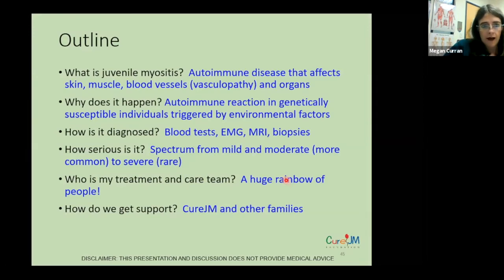So that is all that I have. Back at our outline, these are all the things that we covered. Juvenile myositis is an autoimmune disease that affects the skin, muscle, blood vessels and organs, and creates vasculopathy. It's an autoimmune reaction in genetically susceptible individuals triggered by environmental factors. It's diagnosed by blood tests, EMG, MRI, and biopsies. It can range in severity from mild to moderate to severe, and it's rare to have severe juvenile myositis.